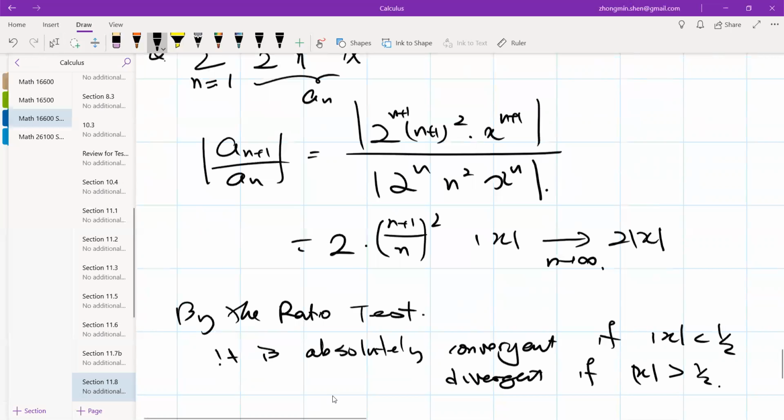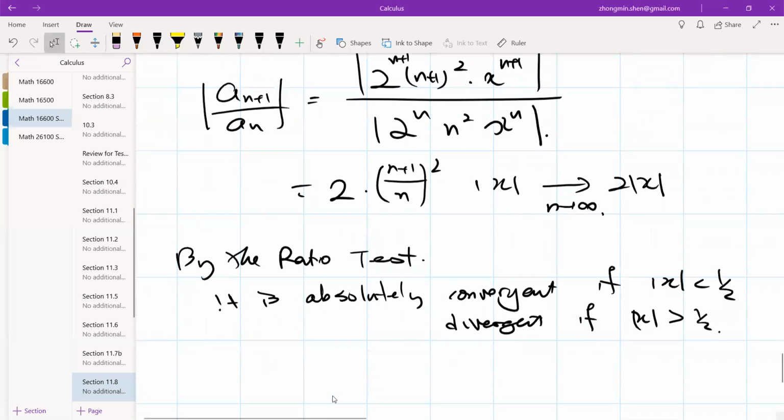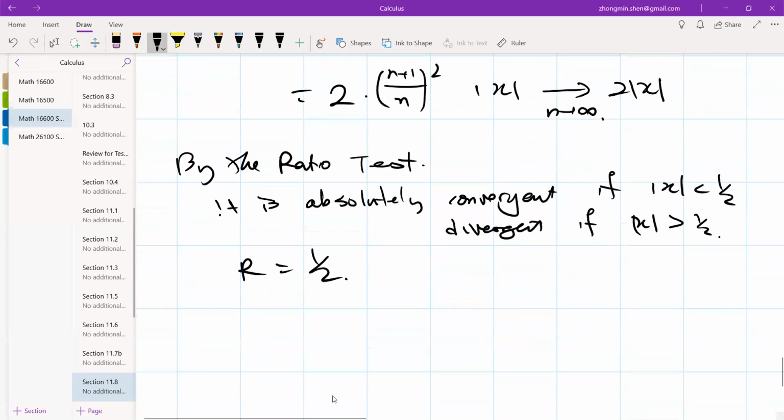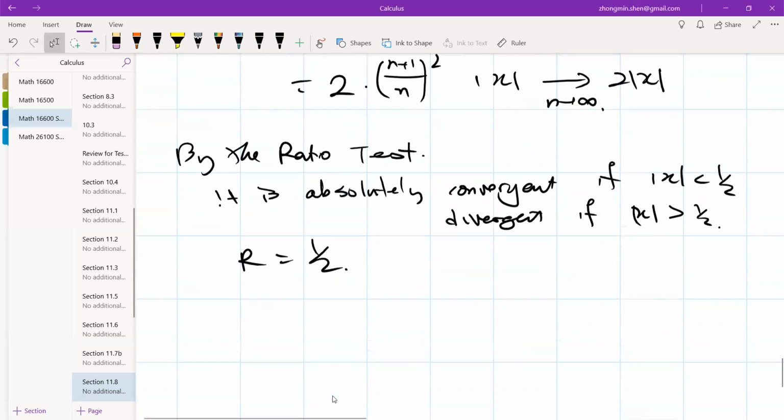But what happens when absolute x is equal to 1/2? From here, you already know that the radius of convergence is going to be 1/2. But how about the endpoints? You already have the interval here, it's centered at 0, with positive 1/2 and negative 1/2. So you look at the endpoints case by case. You have to check.